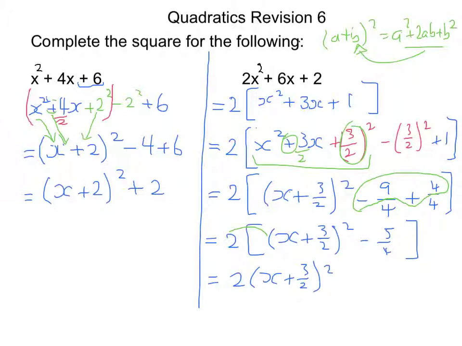And then I also need to multiply the 2 by the fraction at the end. So 2 times 5 is 10 over 4. 10 over 4 will simplify down to 5 over 2. And that's the first one completed. Let's move on to the next question.